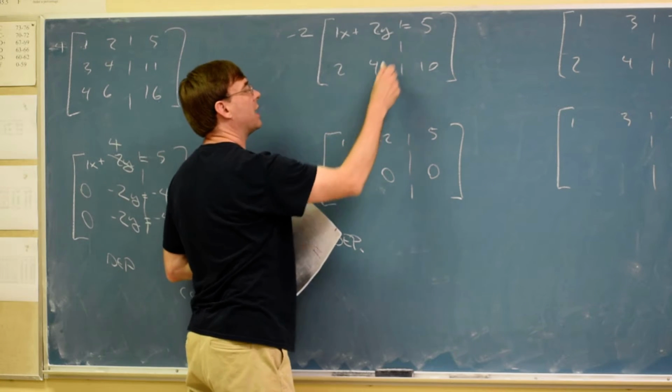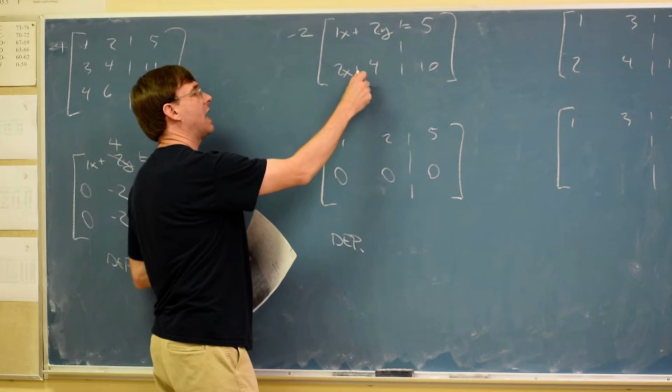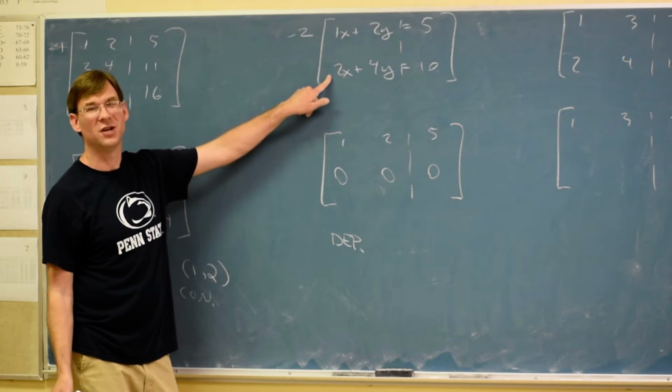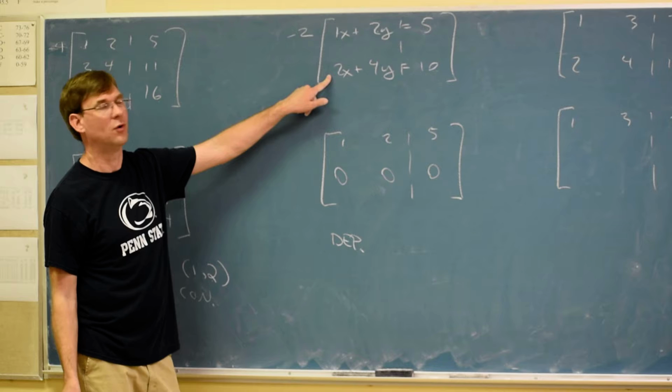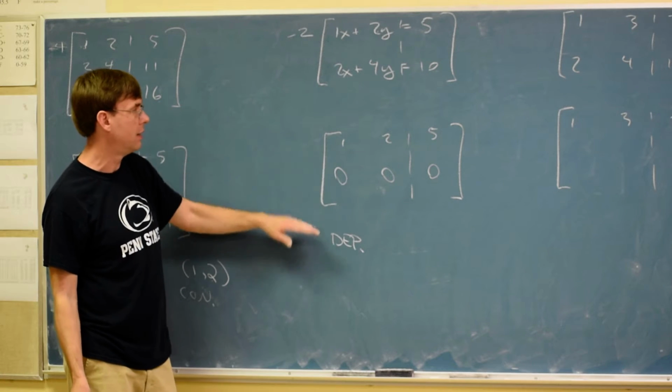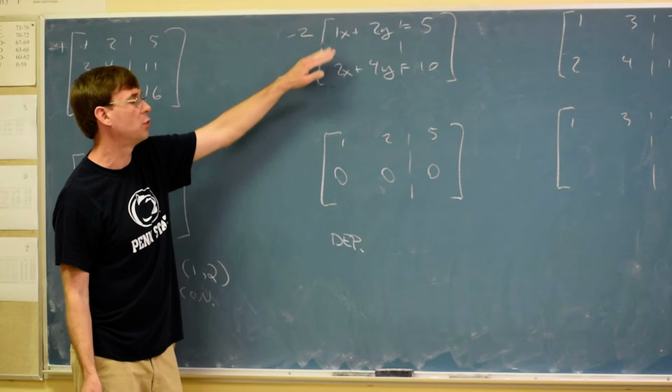1x plus 2y equals 5. That's the same as 2x plus 4y equals 10. There's no new information here. I just multiplied that top row by 2. These two are really telling you the exact same thing. This equation depends on this one in a sense.